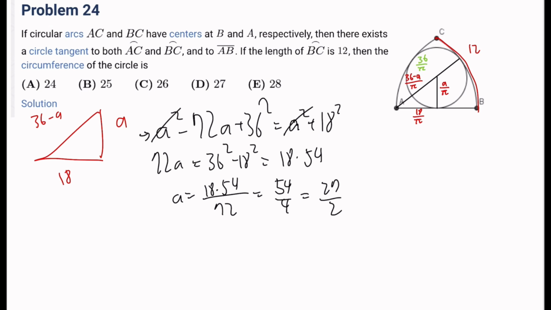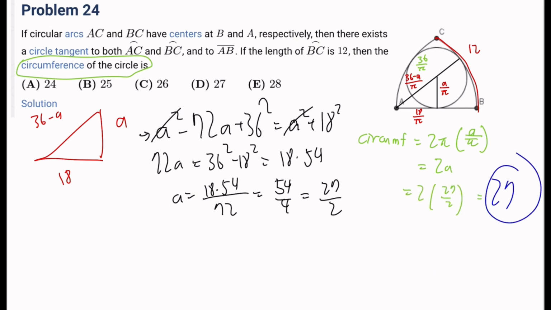So this a came from here, right? And our first length was a over pi, right? And so the circumference of the circle is 2 pi r, so 2 pi times a over pi, which is 2a. So this is 2 times 27 over 2, which is 27. So the answer is 27, it's D.